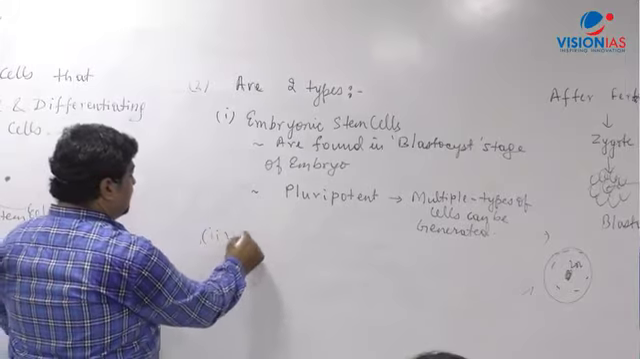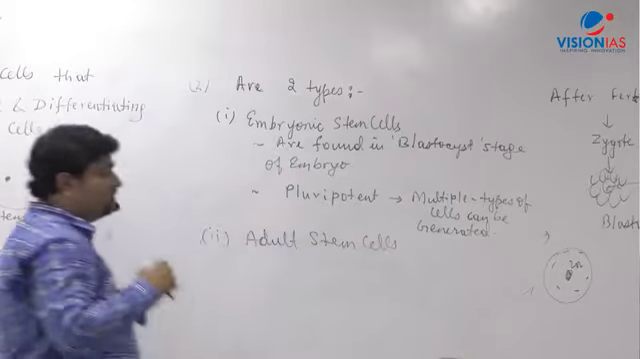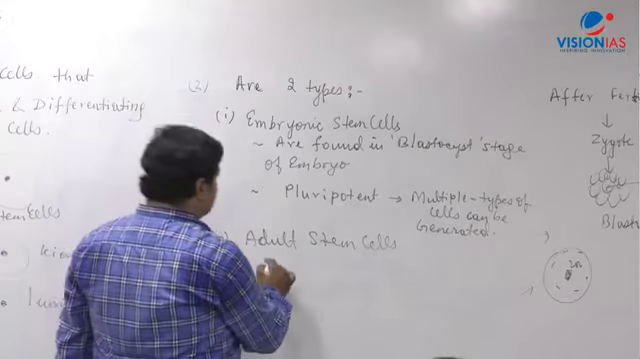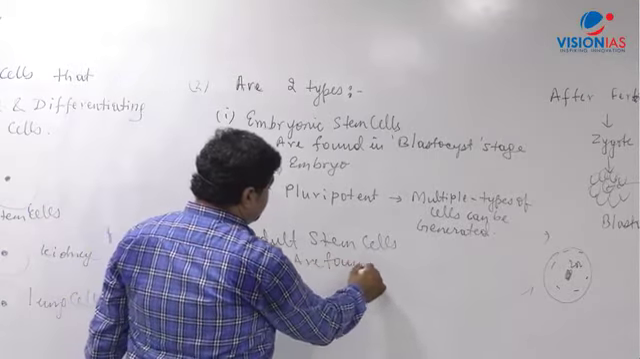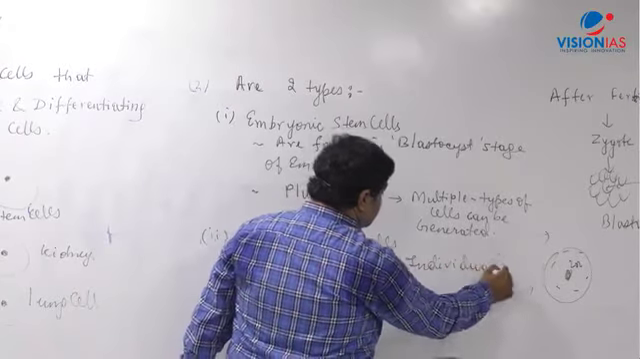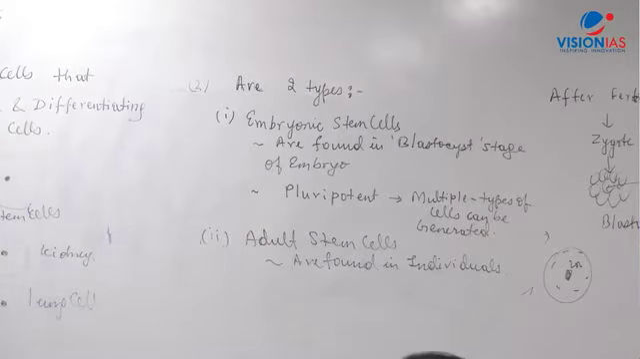Second type, adult stem cells. That is found in the individual, the mature individual. I'll give you one good example: bone marrow stem cell, in the bone marrow. These stem cells are very, very unique. They can only produce or generate blood cells. Bone marrow stem cell will not produce skin cell or brain cells or kidney or lung cells. They are very specific. They are programmed to only form the blood cells.